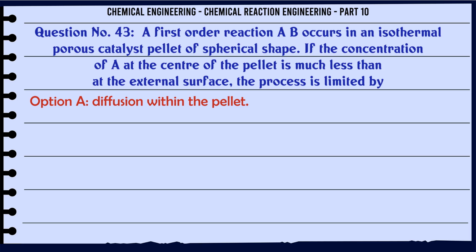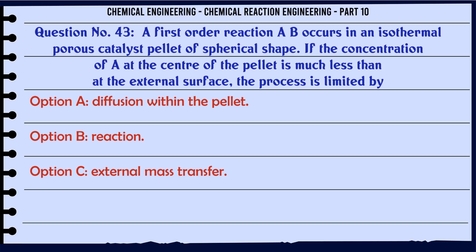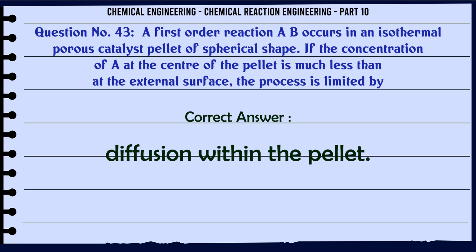A first-order reaction A to B occurs in an isothermal porous catalyst pellet of spherical shape. If the concentration of A at the center of the pellet is much less than at the external surface, the process is limited by: A. Diffusion within the pellet, B. Reaction, C. External mass transfer, D. None of the above. The correct answer is diffusion within the pellet.